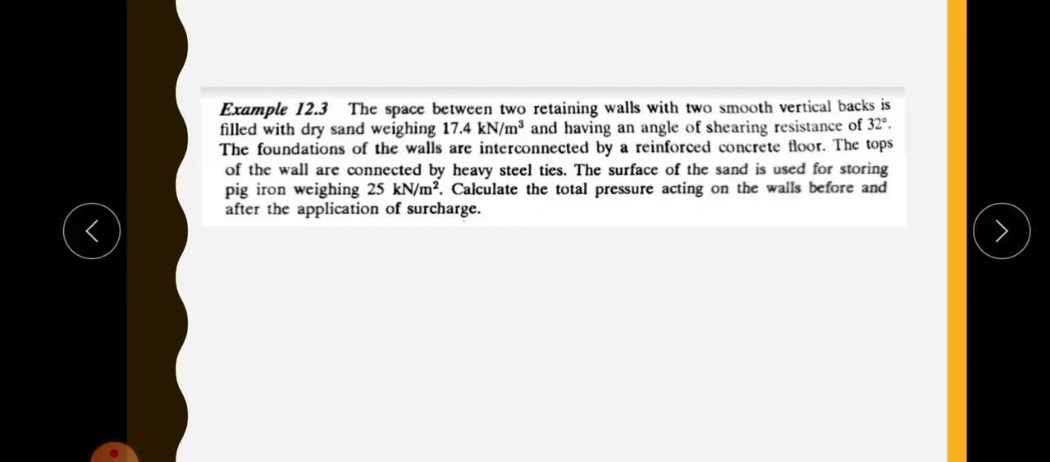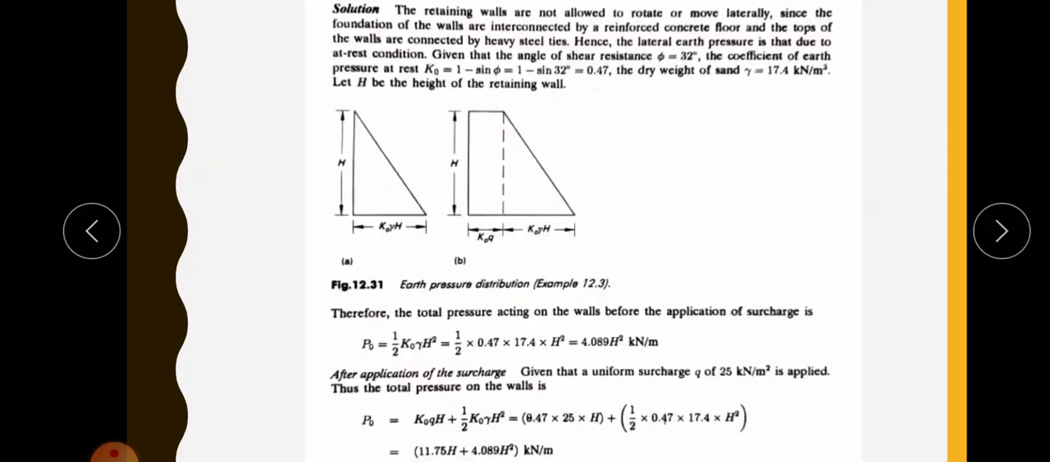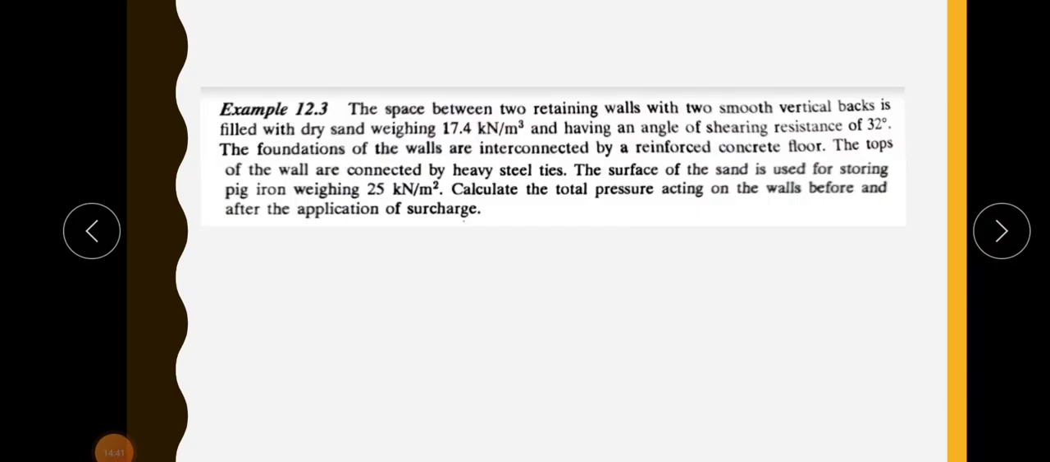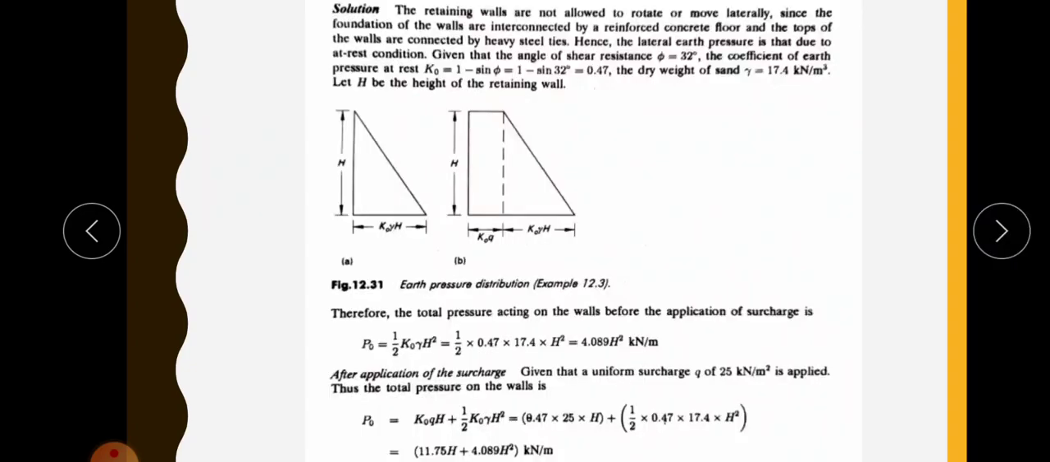of the retaining wall. Here the height is not given, so you take this h only. Okay, in this question height is not given, so you put it as h only. So the value is 4.089 h square kilonewton per meter. If height is given, you should multiply with this h square and it will give a numerical value. Here the answer is in terms of h square. Okay, so this is the condition without surcharge.